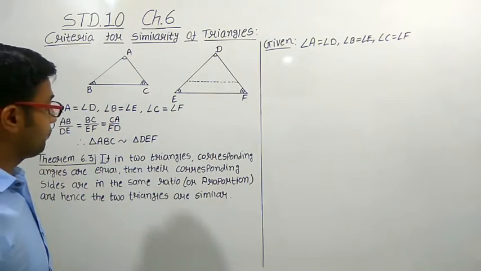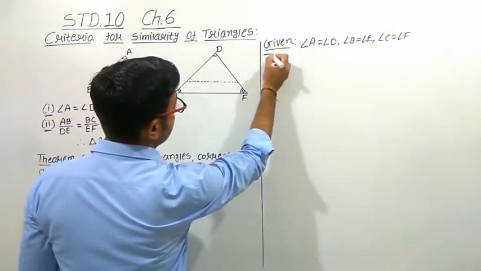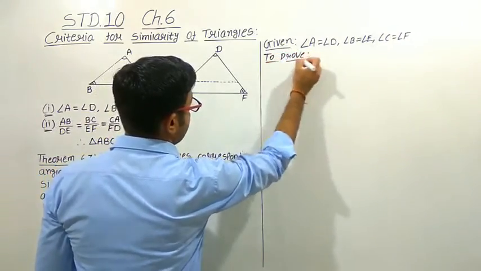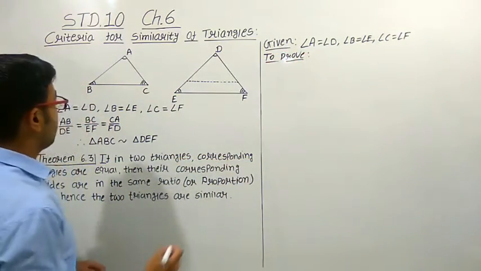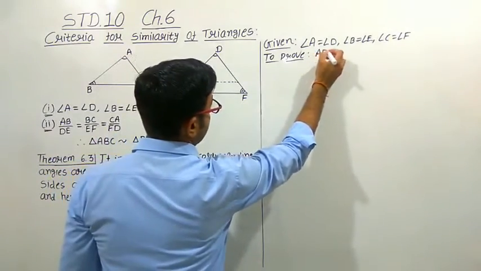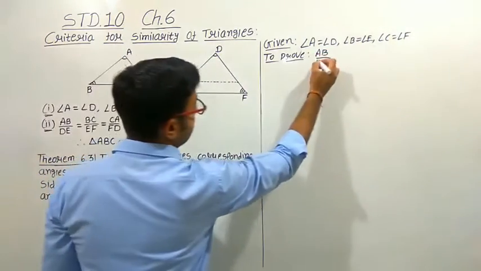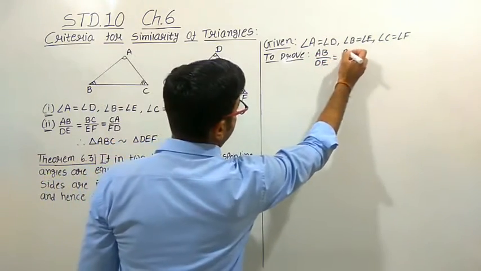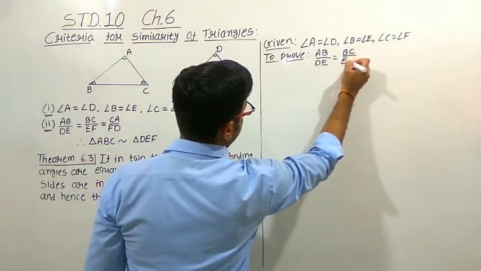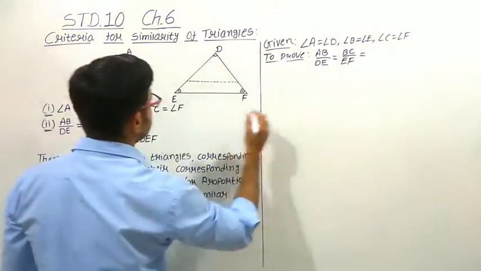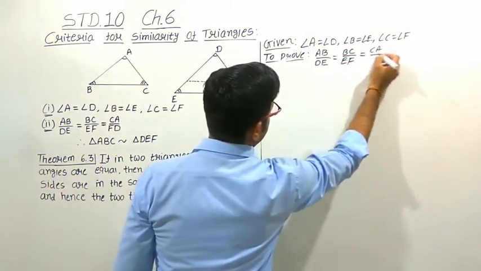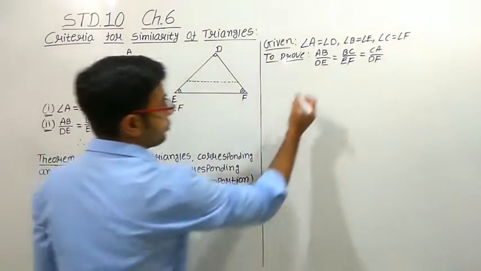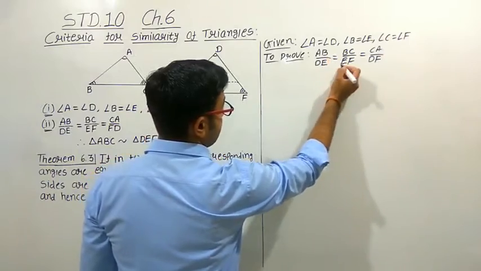Now what we have to prove? We have to prove that their corresponding sides are in proportion. That means AB upon DE must be equal to BC upon EF, and the third side CA upon DF. This is what we have to prove, that the corresponding sides are in proportion.